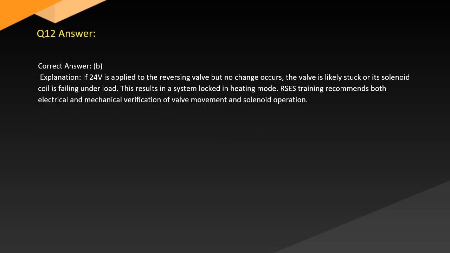Answer. Correct answer, B. Explanation. If 24 volts is applied to the reversing valve but no change occurs, the valve is likely stuck or its solenoid coil is failing under load. This results in a system locked in heating mode. RSES training recommends both electrical and mechanical verification of valve movement and solenoid operation.